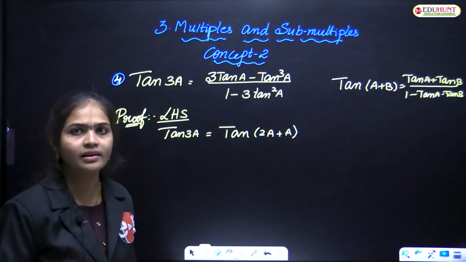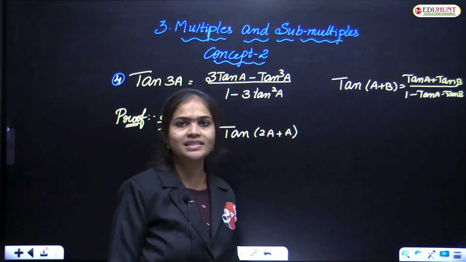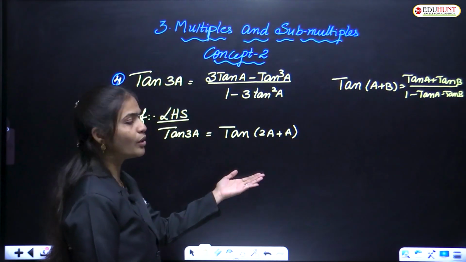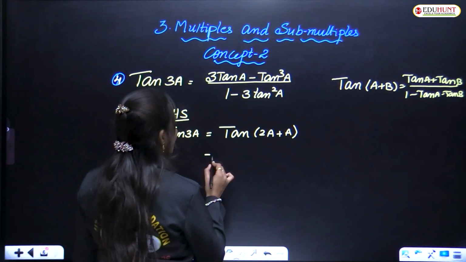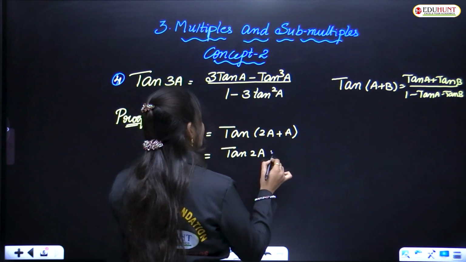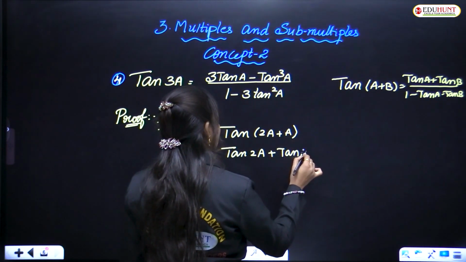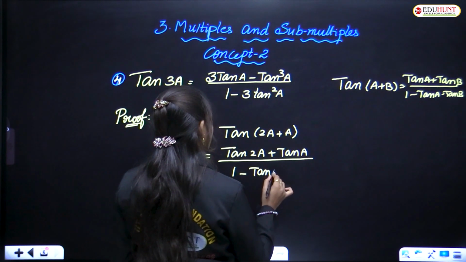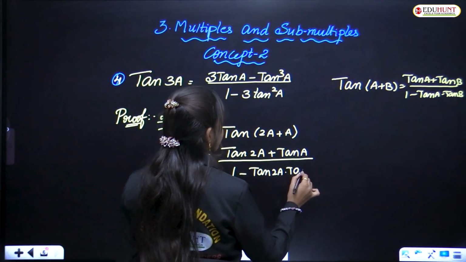Okay, so this is the formula for tan of a plus b. So what is the formula? Tan a plus tan b by 1 minus tan a tan b. So apply that formula here. So tan of 2a plus a is tan 2a plus tan a whole by 1 minus tan 2a tan a.